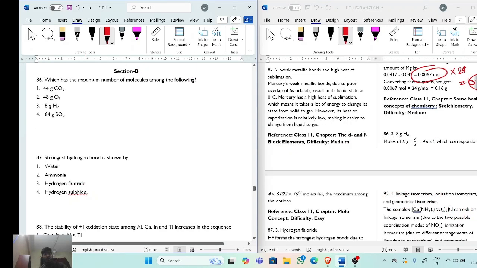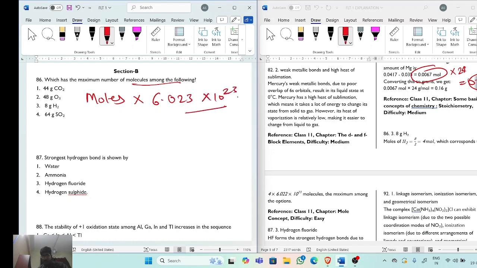Okay, now let's come to question number 86. Which has the maximum number of molecules among the following? Here we have to calculate the number of moles and then multiply by the Avogadro number, which is 6.023 into 10 raised to the power of 23. This value will be constant for all the four options. So the compound with the highest number of moles will have the highest number of molecules as well.